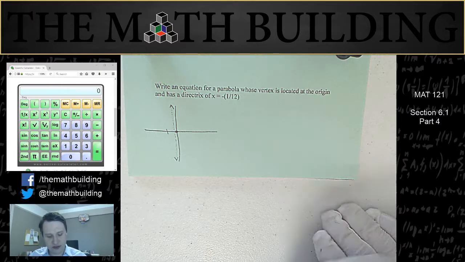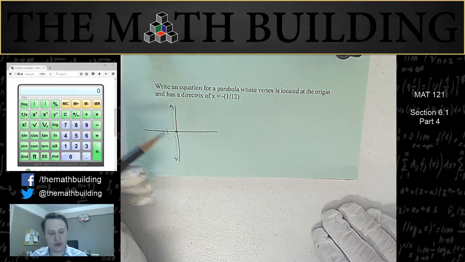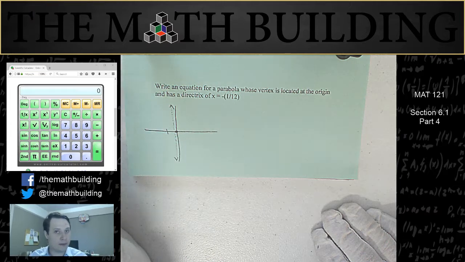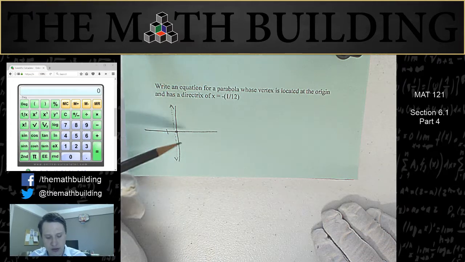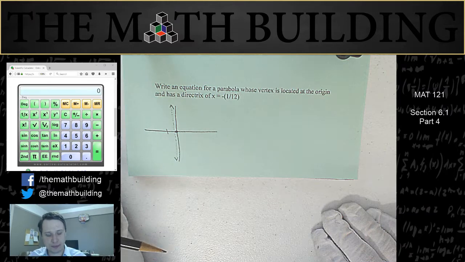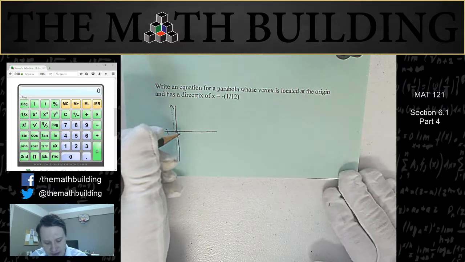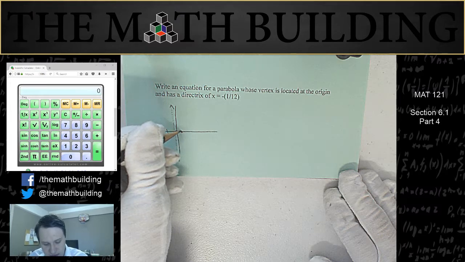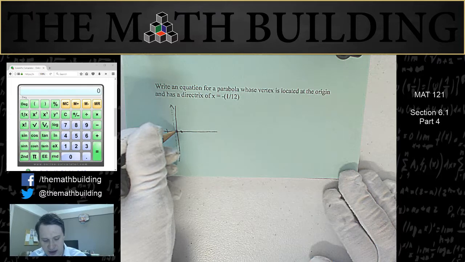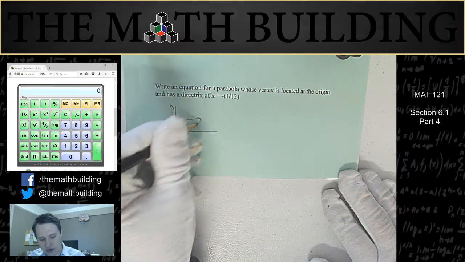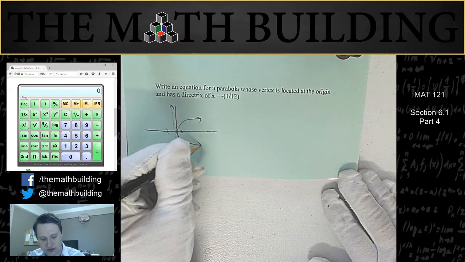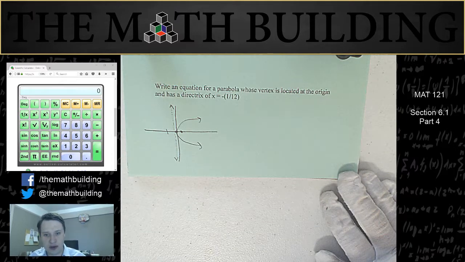I notice just from this that we know which way the parabola is going to open. Is it going to open up or down, left or right, do you think? Remember, if the directrix is here at negative 1/12, the focus is on the opposite side, over here at 1/12 on the positive side. And the parabola opens around the focus. Okay, so that means it's opening to the right.